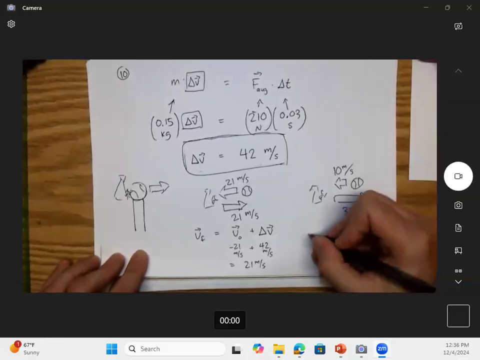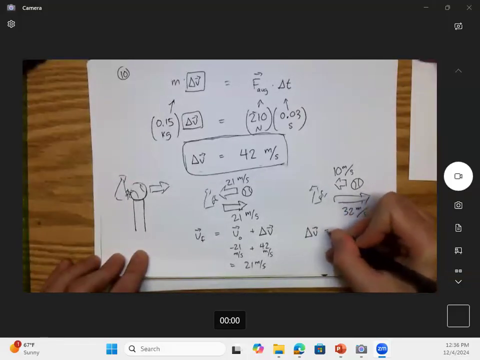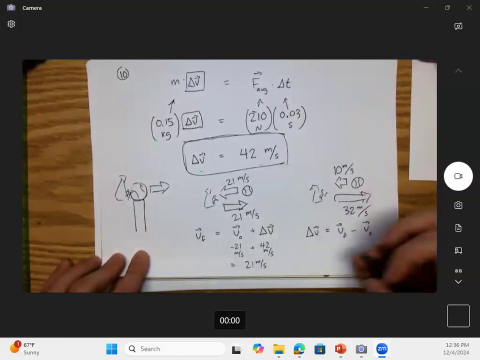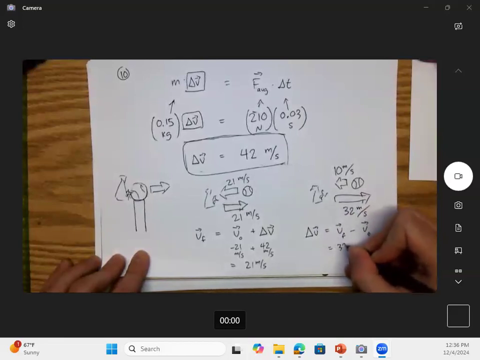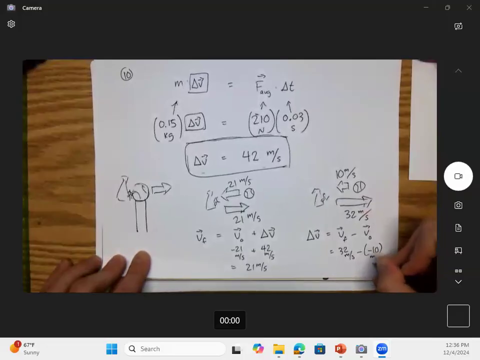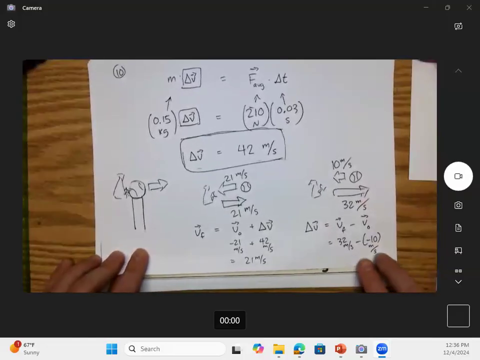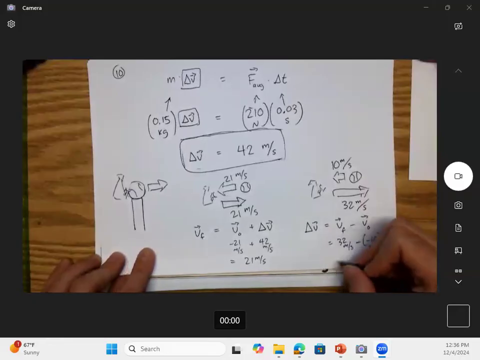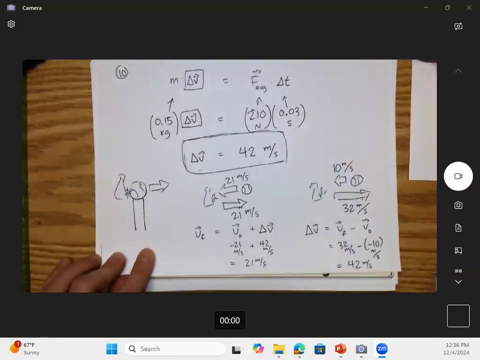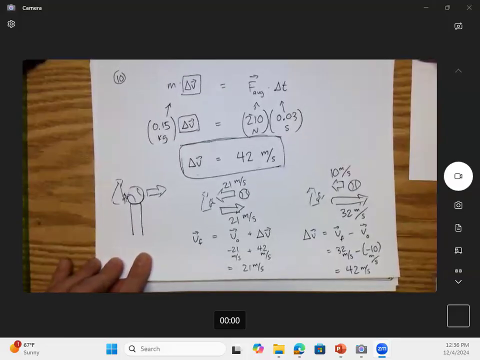Right. Another way to think of this is a change in velocity could be final velocity minus initial velocity. Right. So it's the same thing, just rearranged. Right. So if you have 32 meters per second left the bat minus the negative 10 meters per second that was headed towards the plate, don't forget the negative. So I'm subtracting a negative. That brings me back to positive 42 meters per second, which is the change, which is what we got from impulse. Okay. All right.